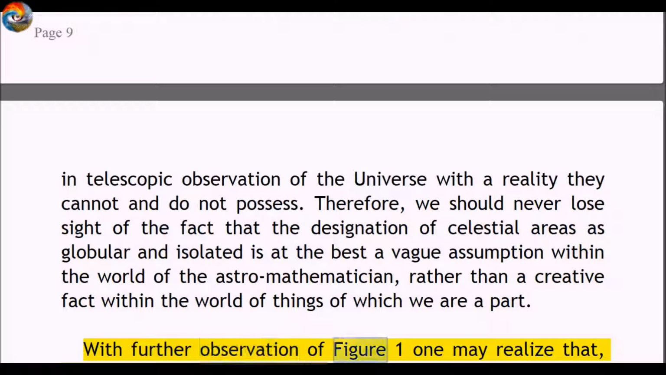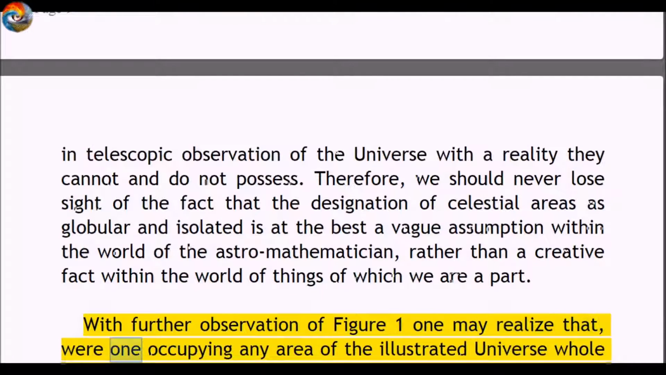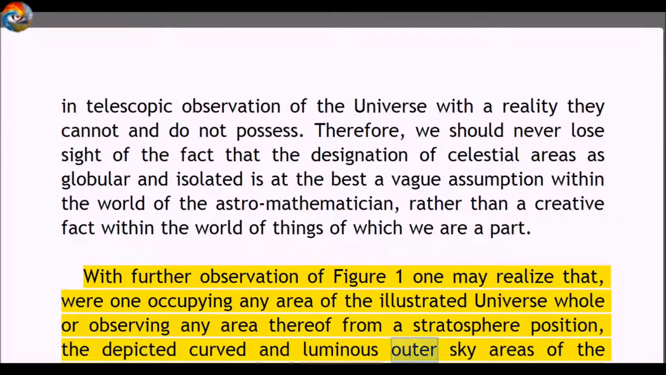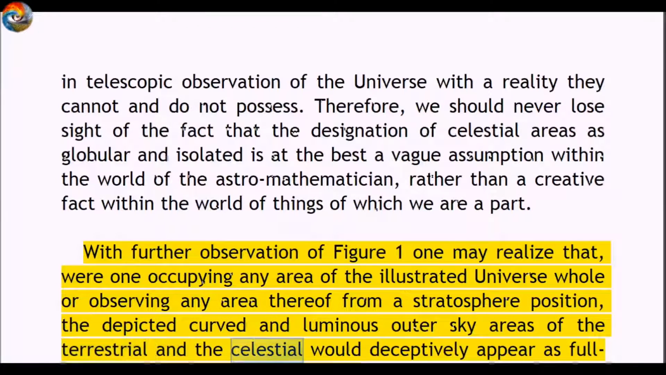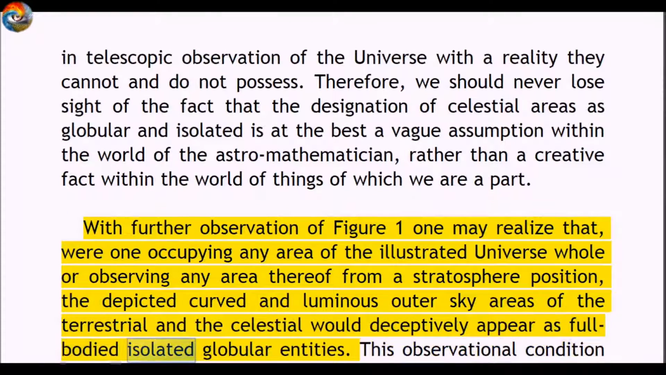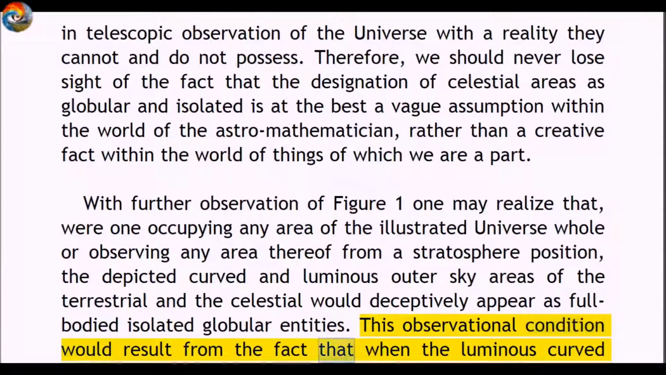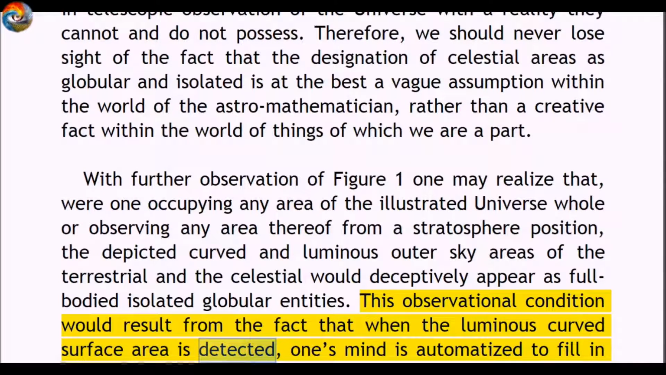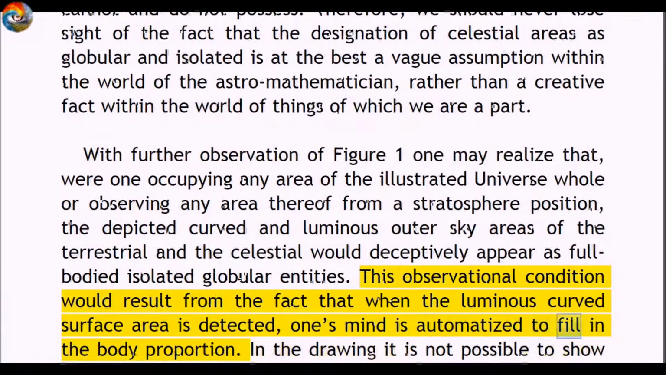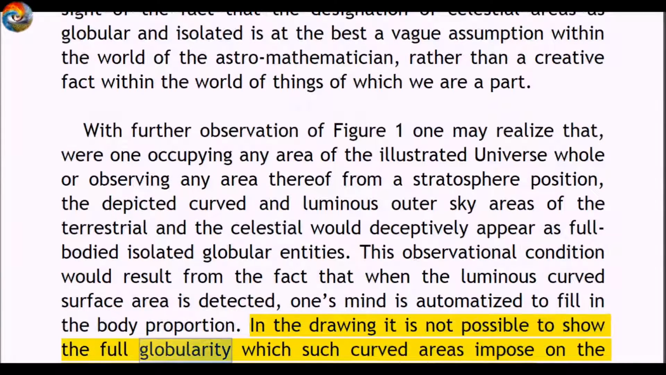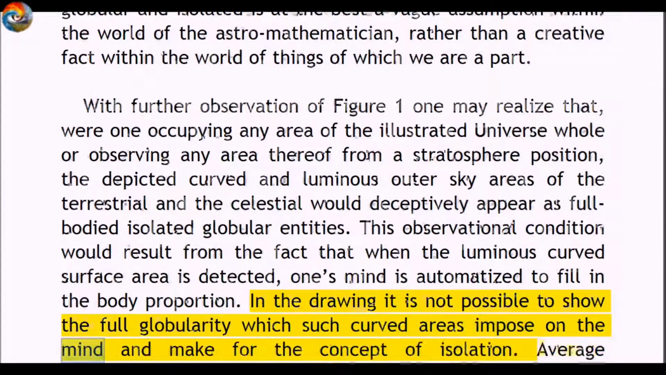With further observation of Figure 1 one may realize that, were one occupying any area of the illustrated universe whole or observing any area thereof from a stratosphere position, the depicted curved and luminous outer sky areas of the terrestrial and the celestial would deceptively appear as full-bodied isolated globular entities. This observational condition would result from the fact that when the luminous curved surface area is detected, one's mind is automatized to fill in the body proportion. In the drawing it is not possible to show the full globularity which such curved areas impose on the mind and make for the concept of isolation.